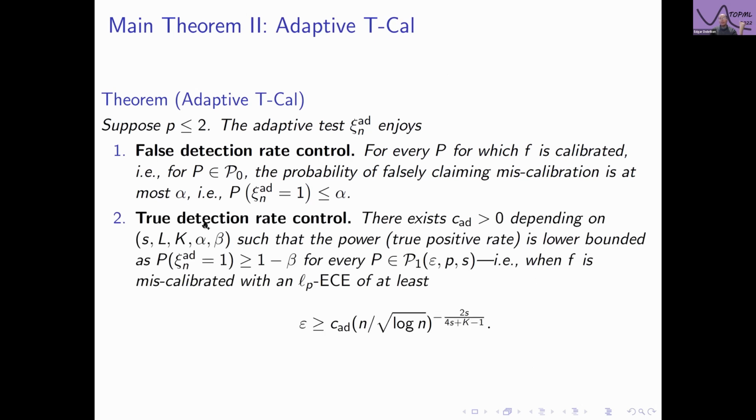And without knowing the smoothness, we have a true detection rate control result when epsilon, the level of miscalibration, is above the level n divided by square root log n to the same power. So again, just in case you remember from Francis' talk, he was talking about the logarithmic cost of adaptation to unknown smoothness. This is the logarithmic cost here.